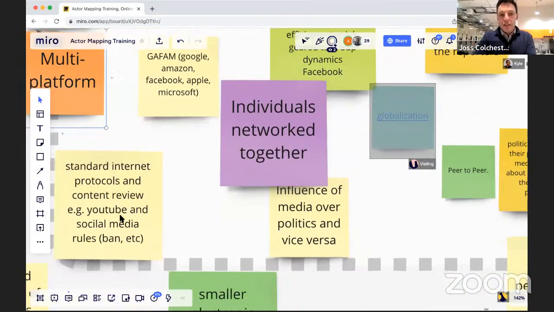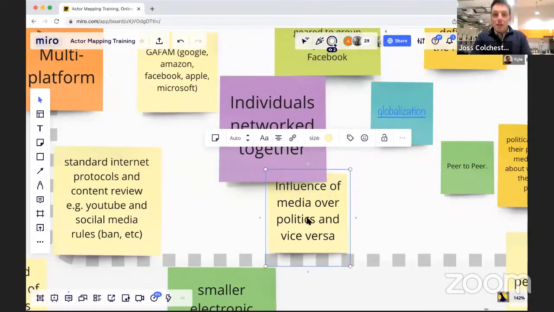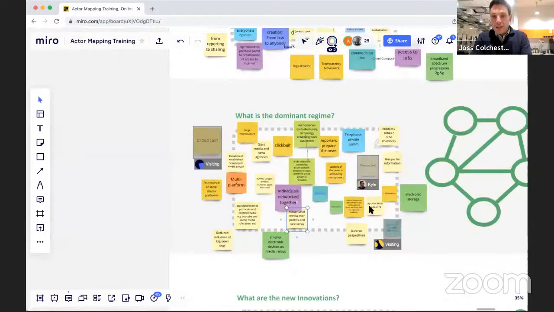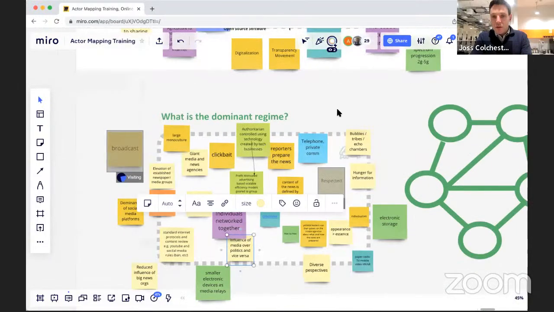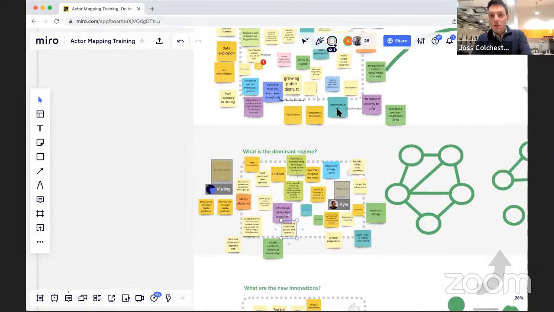Standard internet protocols and content review. YouTube and social media, influence of media over politics and vice versa. So in this box, we're really trying to get a sense of what the system that's being changed looks like. That's important for us to understand where we are at the moment before we can start thinking about where we're going. Any comments or questions about those first two boxes before we move on?